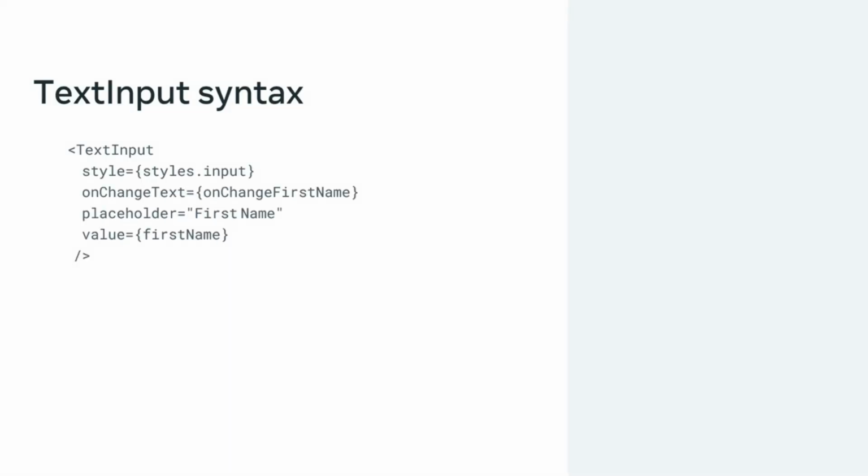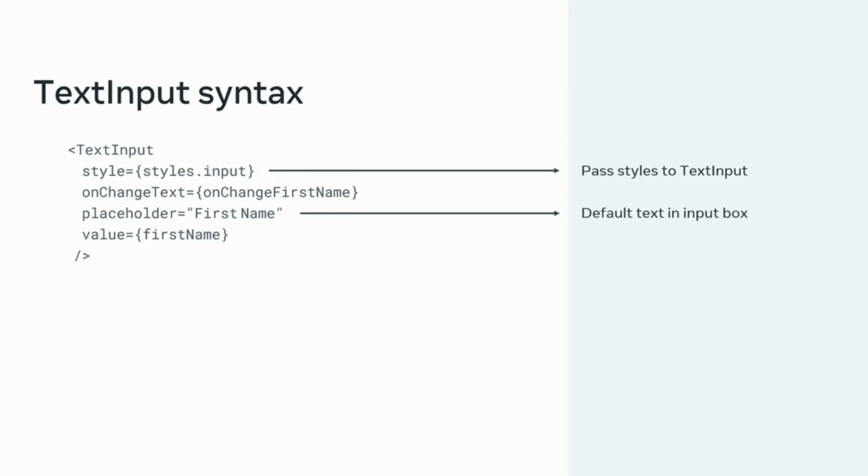The text input component accepts several props, but let's focus on the ones that are present here. 3 of these props have basic purposes. The style prop is used to pass styles into text input, and placeholder is for adding any text that is displayed before the user types anything into the box. Value represents the value to show within the text input box.